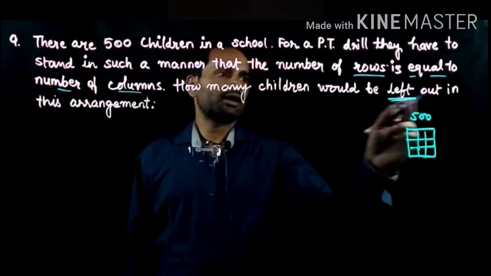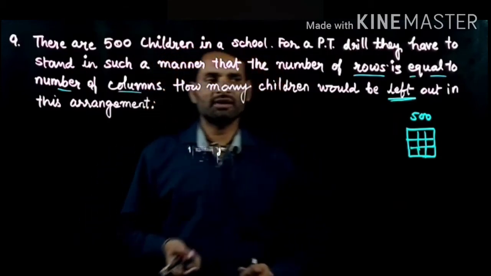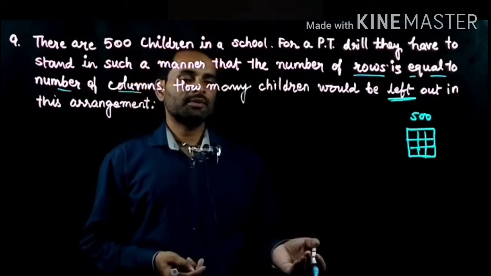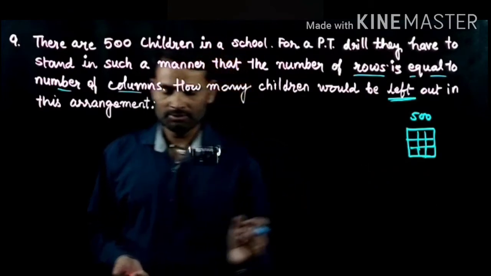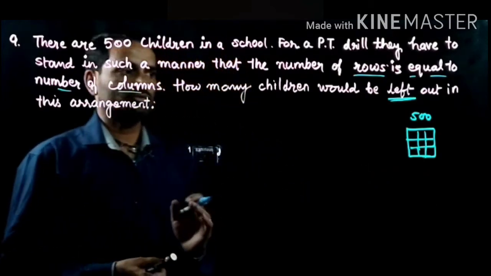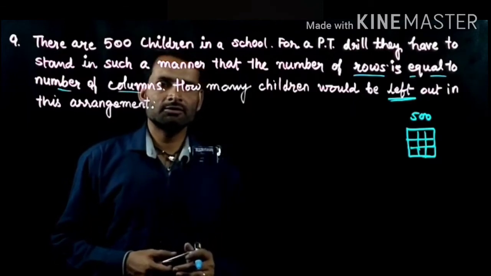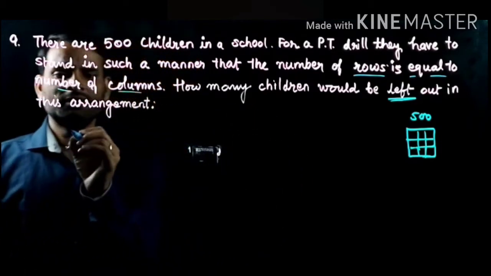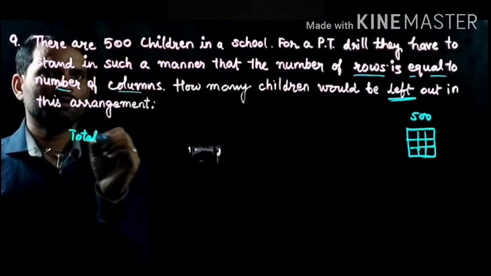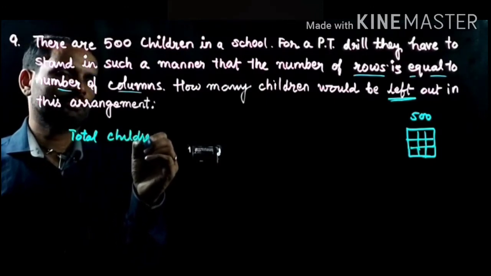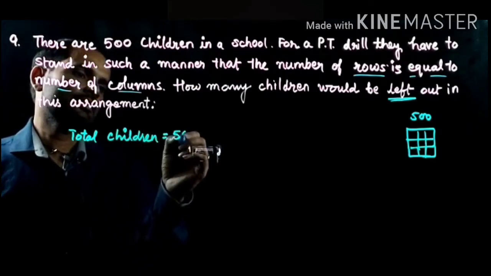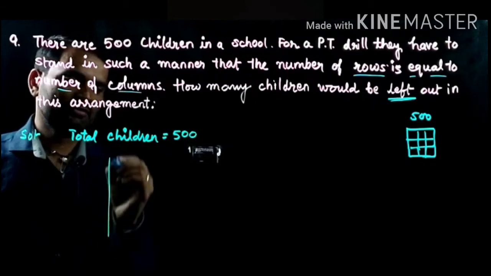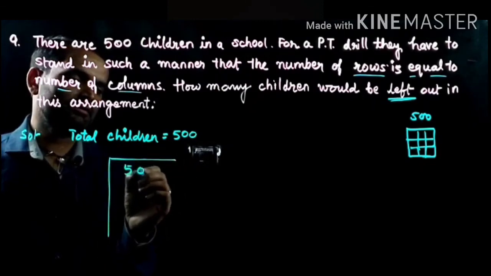Here you write the number left out in the arrangement. In the previous question it was how many numbers will be more. Here left means your answer is your remainder. You find the square root by the division method. If your remainder is negative, it means one more than the number. So the total children is 500. That is the solution, and find the square root of 500.